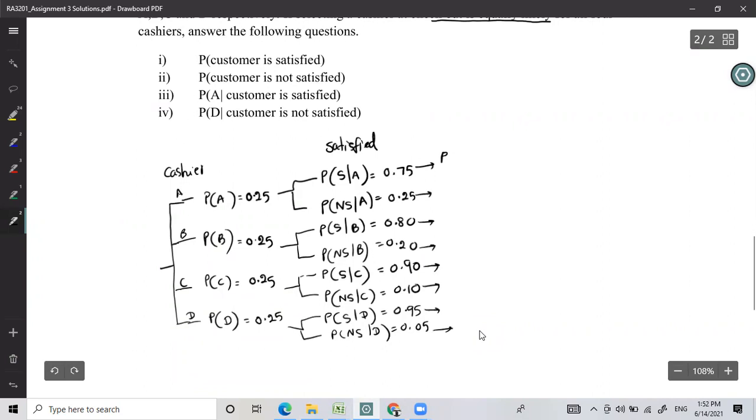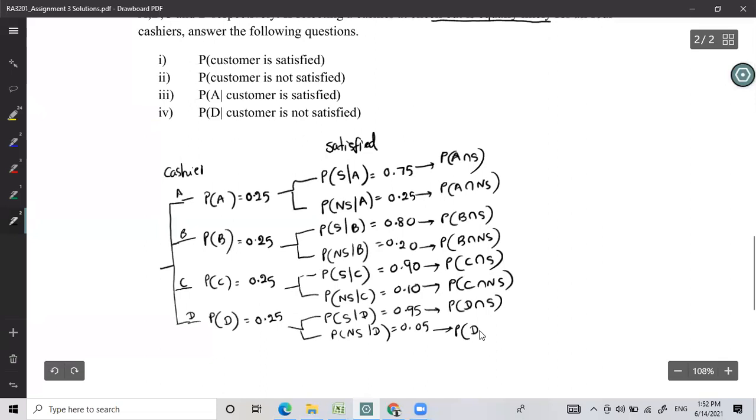So what is the first one? A intersection S, A intersection not satisfied, B intersection S, B intersection not satisfied, and so on. Then you can multiply along these paths, right? So what are these values? Do you have the values of these numbers?